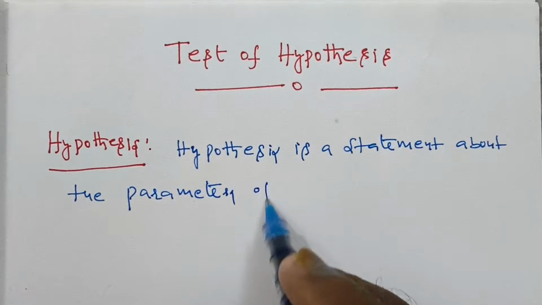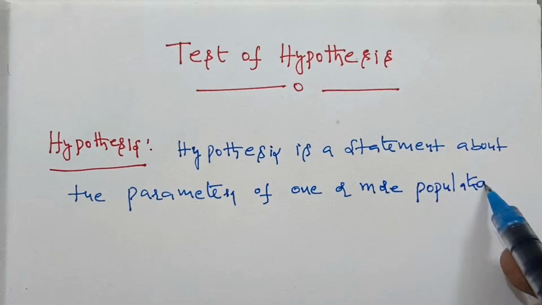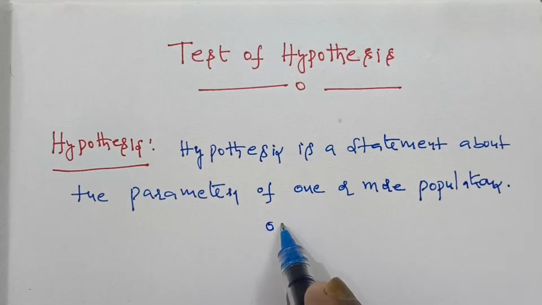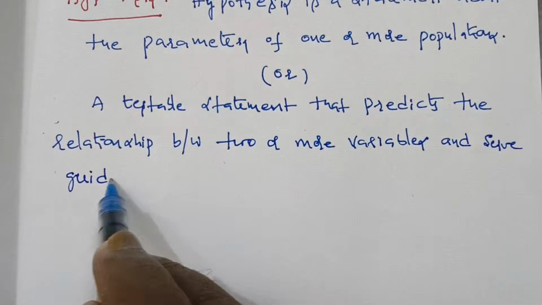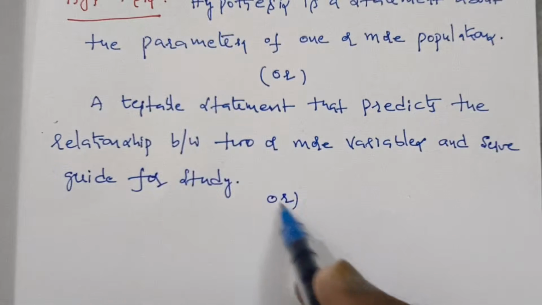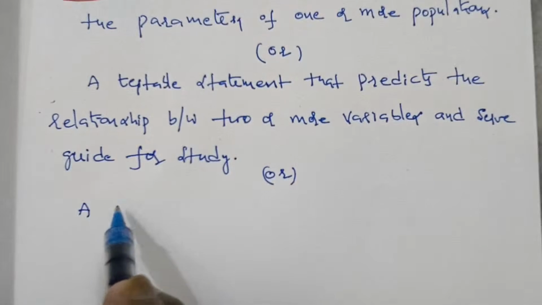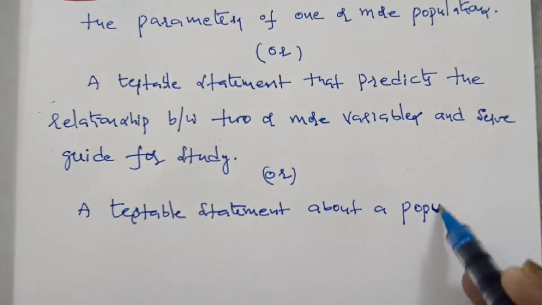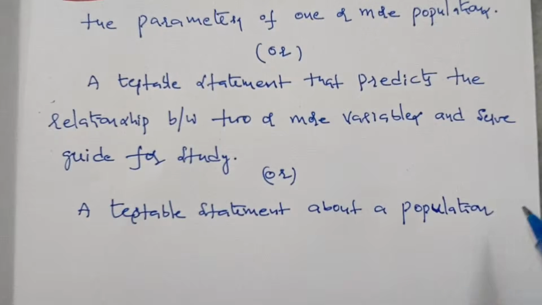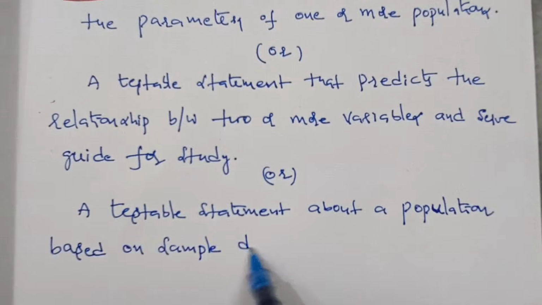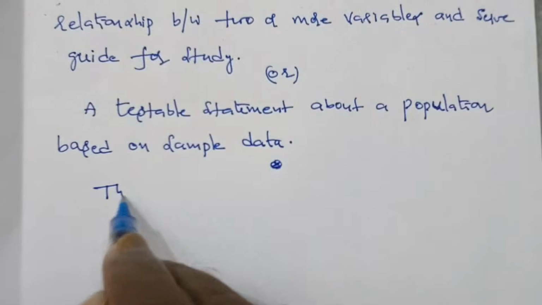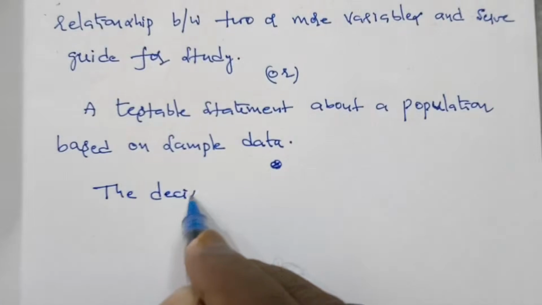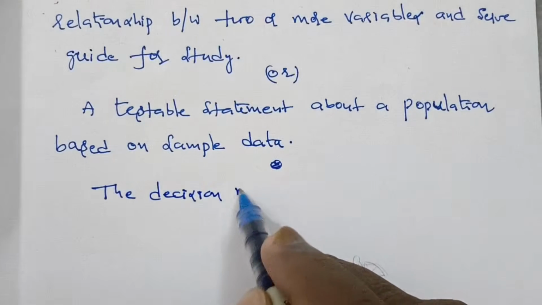Hypothesis is a statement about the parameters of one or more populations, or a testable statement that predicts the relationship between two or more variables and serves as a guide for study, or a testable statement about a population based on sample data. These are the three definitions related to hypothesis.